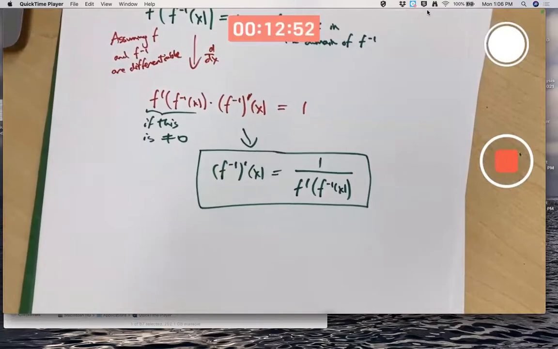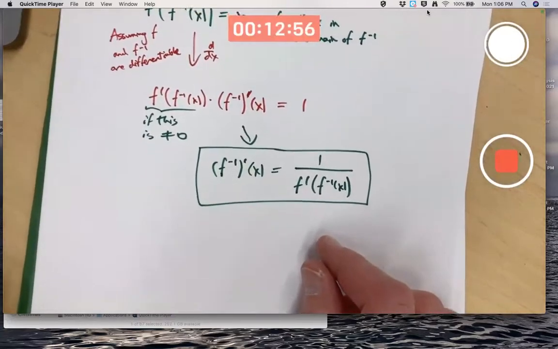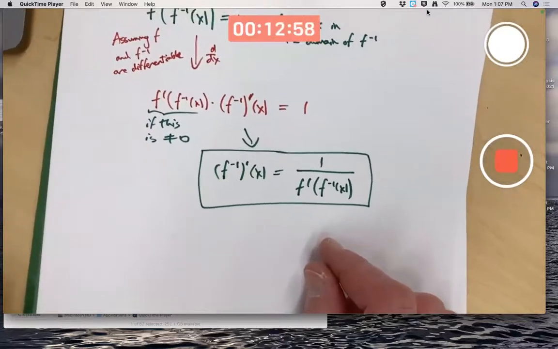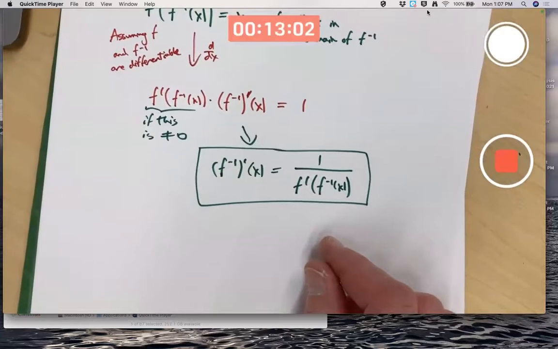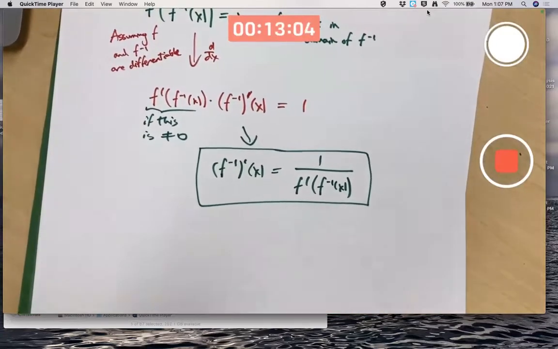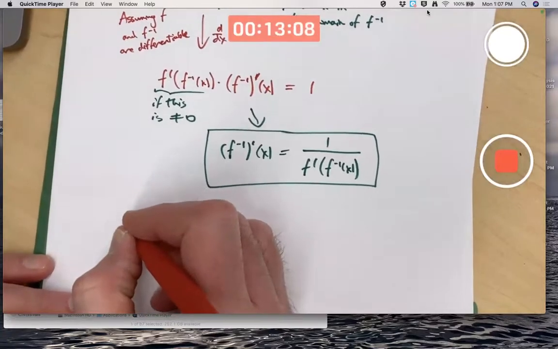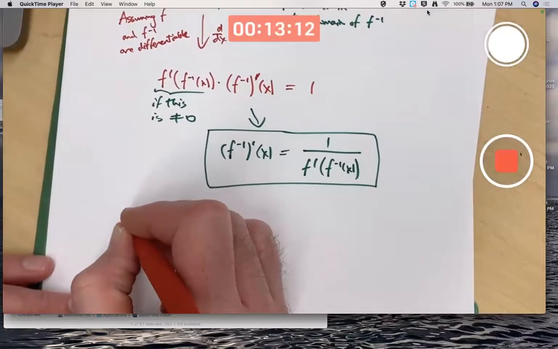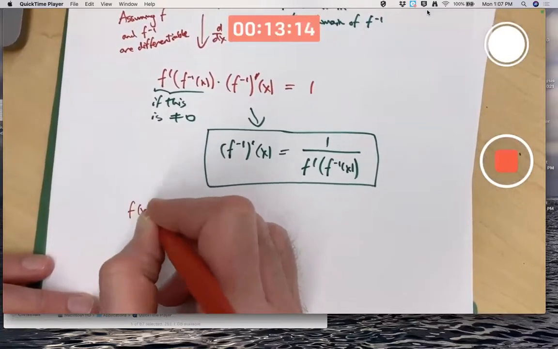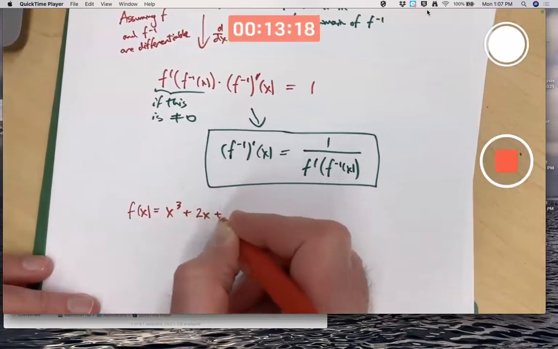Does this have any applications? Plenty. For one thing, you could apply this to derive the derivatives of natural log of x, arcsine of x, and arctangent of x, though we've already done that. You also can apply it to find derivatives of some functions in some cases where maybe you even can't find a formula for the function. For example, suppose f of x is x cubed plus 2x plus 1.